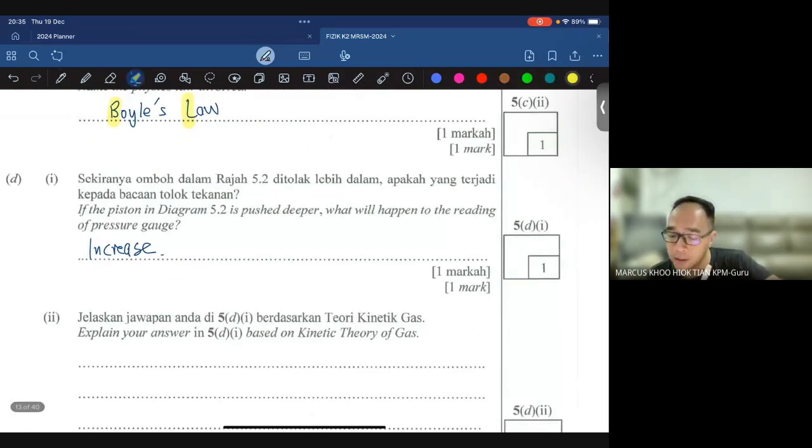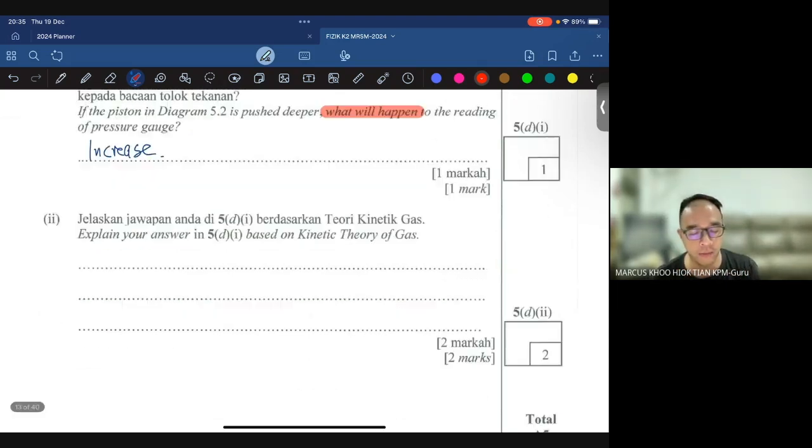Okay, just another reminder, I'm never going to stop reminding you of this. If the question is what will happen, never leave it empty. There's one of three choices: increase, decrease, unchanged. Okay, even if you don't know what the answer is, give it a shot. At least don't leave it empty.